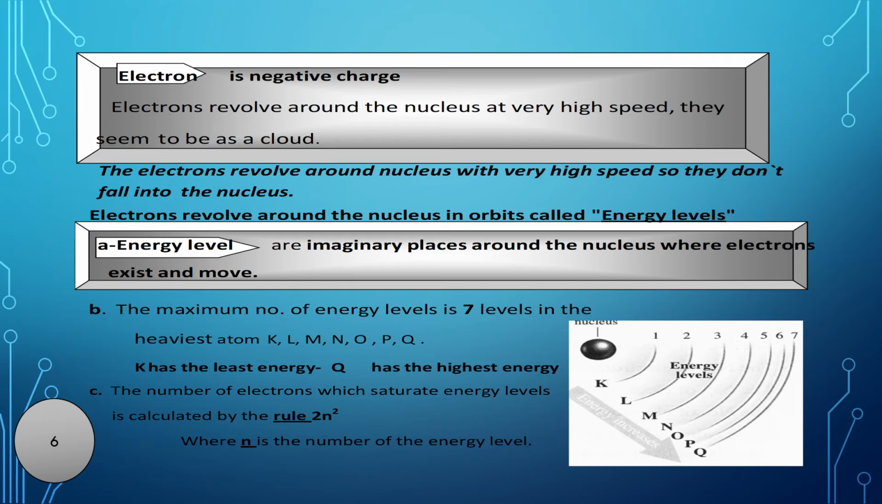The number of electrons in each energy level is calculated by a rule. This rule is called 2n power 2. So we configure electrons inside energy levels not by luck. We configure them by a rule, and this rule is called 2n power 2. Where is the n? It is the number of the energy level.